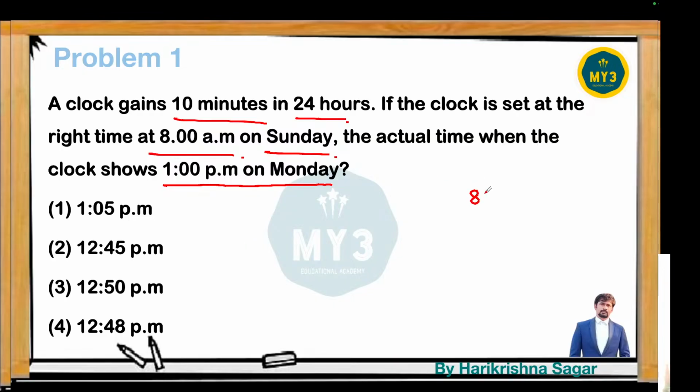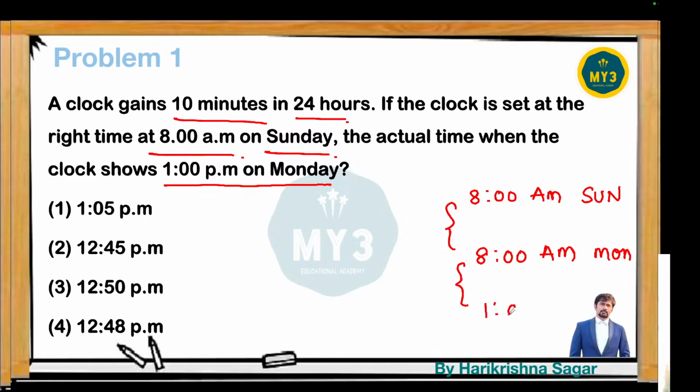So it is exactly set right at 8 a.m. on Sunday, then 1 p.m. on Monday. From 8 a.m. to 8 a.m. on Monday, one complete 24 hours is over. And after that, 1 p.m.: from 8 a.m. to 1 p.m., how much time gap is there, you can observe. So this is 24 hours over. Now 8, 9, 10, 11, 12, 1. So there is another 5 hours of time over.